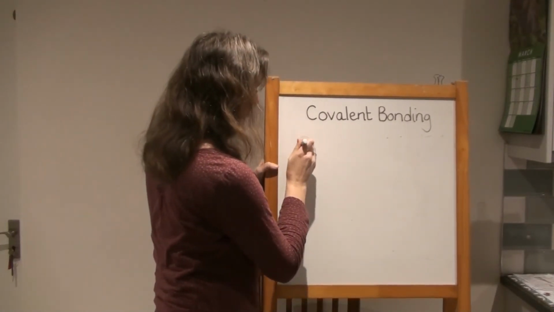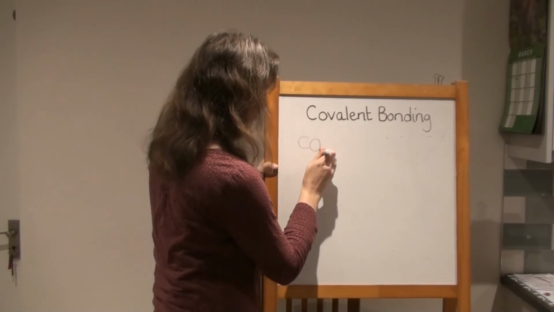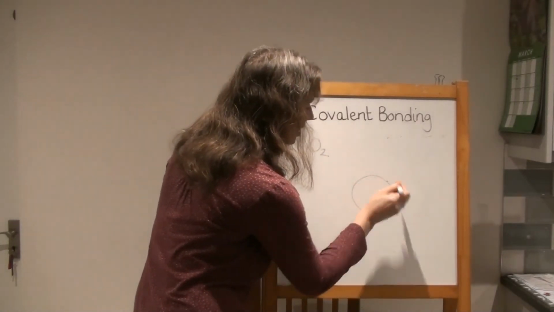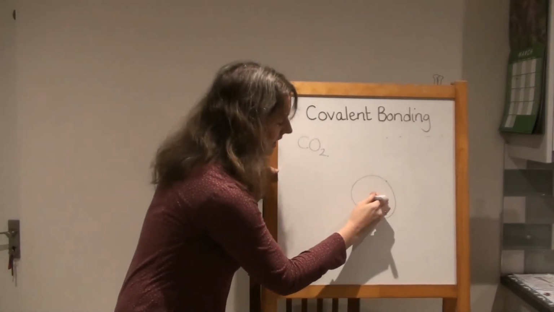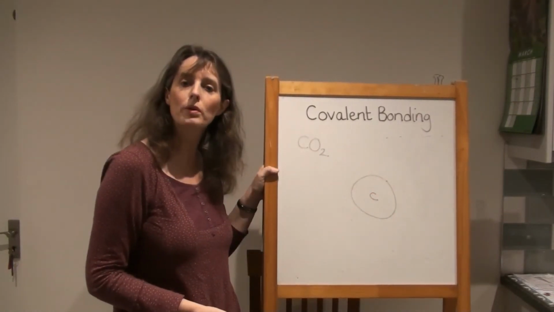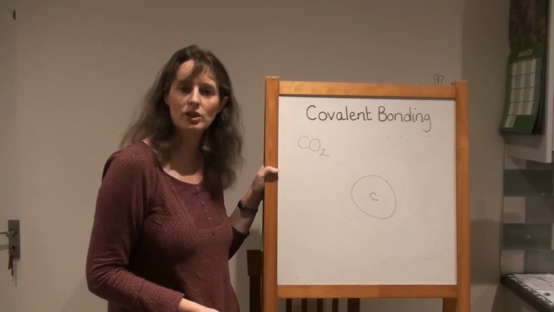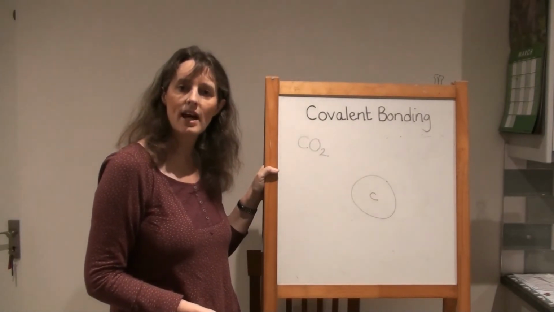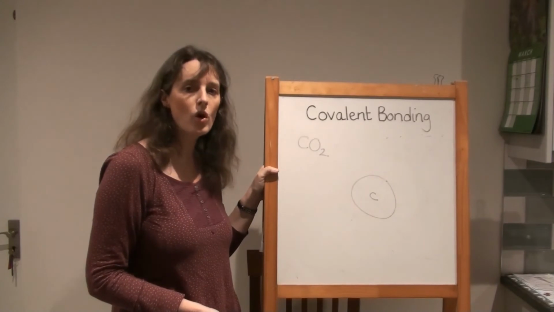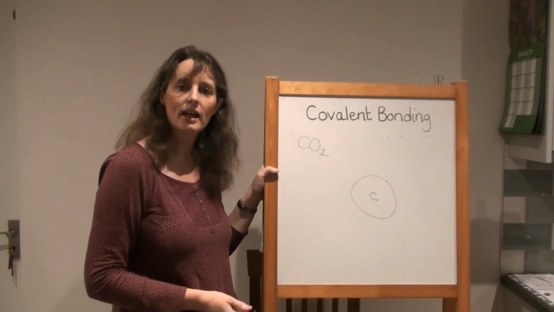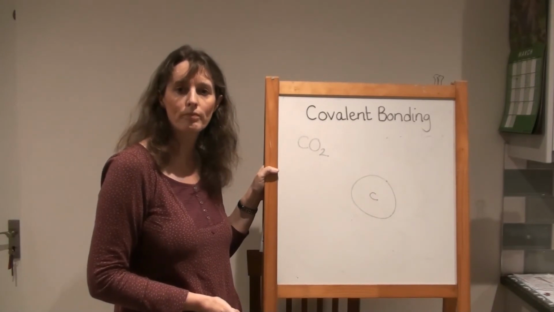CO2. So let's start with our carbon. Carbon is in group 4. That means it has 4 electrons in the outer shell, and it has to therefore share 4 electrons, all 4 electrons, in order to get a share of 4 more.